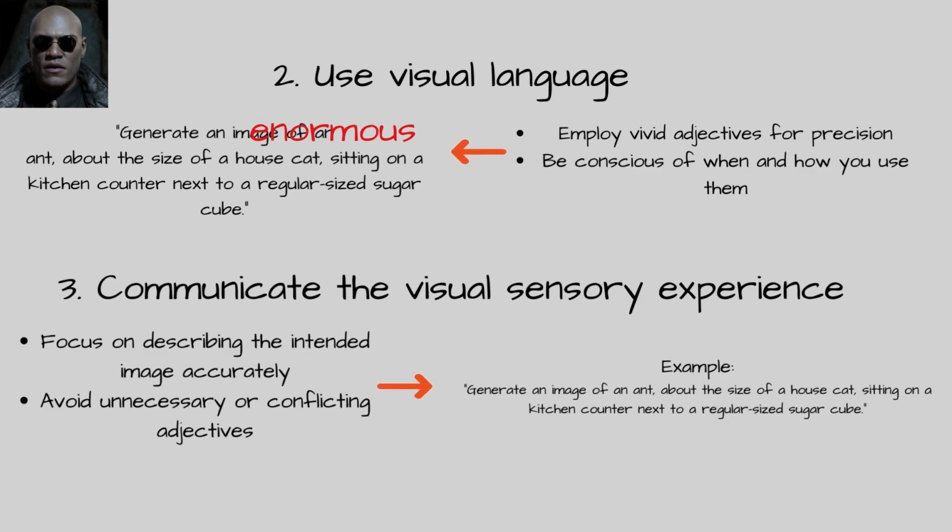For example: generate an image of an enormous ant about the size of a house cat sitting on a kitchen counter next to a regular sized sugar cube. Enormous has no reason being there and only conflates the prompt. Cutting it out would more accurately describe the intended image. So remember, it's about ultimately communicating the visual sensory experience. Always keep that in mind.